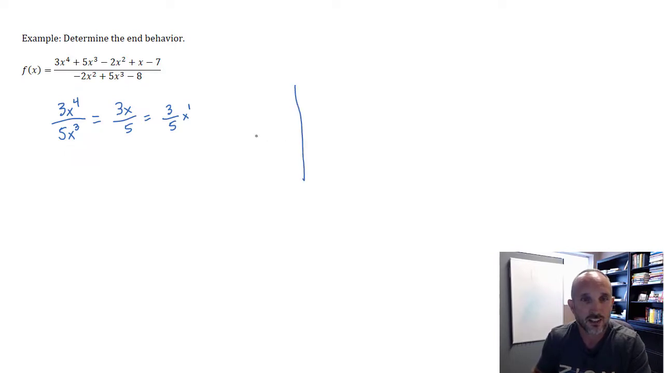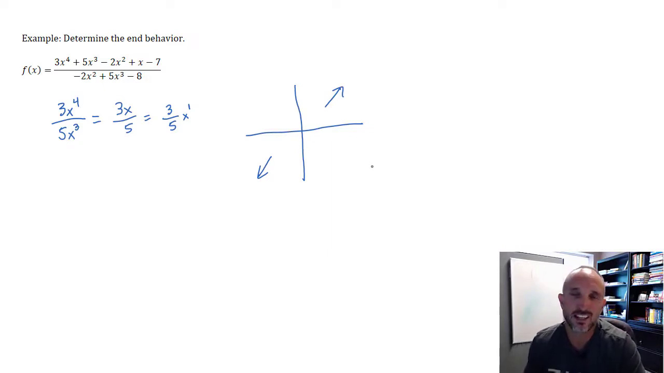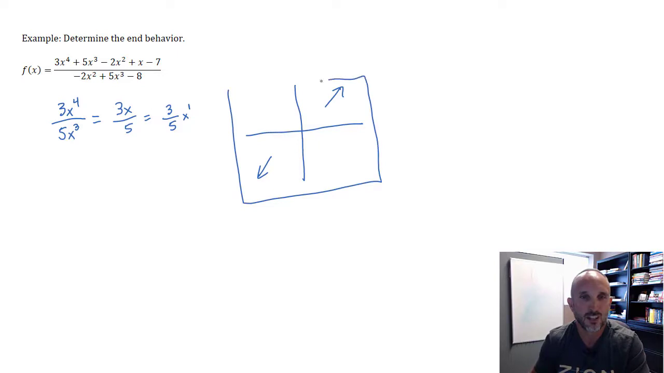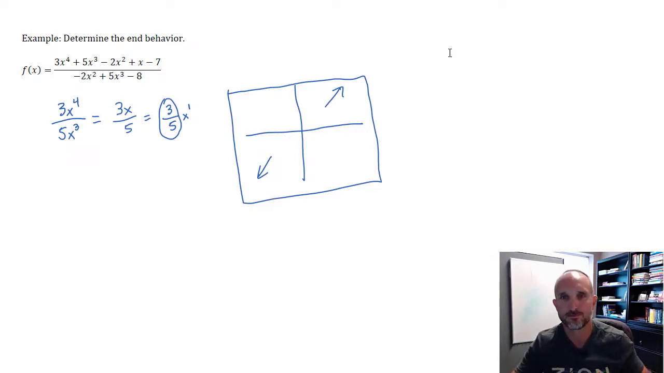Okay, x to the first power, on the left end, it's a straight line that grows in the negative direction, and on the right end, it's a straight line that grows in the positive direction. Okay, the ends are growing, not shrinking to 0. And notice I didn't flip this over because my coefficient here is not negative. It's a positive 3/5.